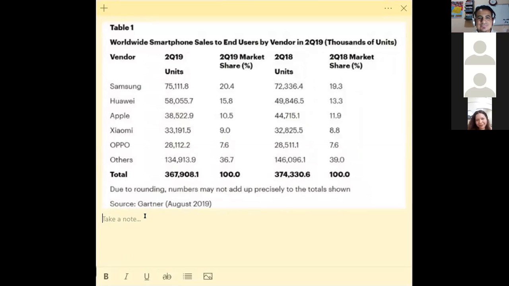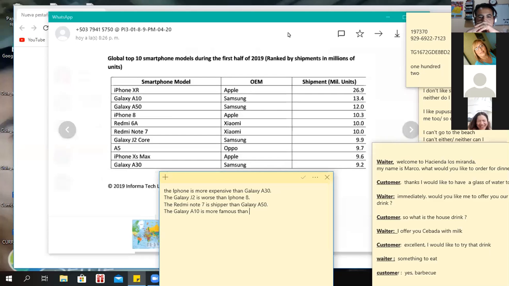So, come on, girls. Fine. Okay. The iPhone XR is the most popular. What more? It's the most smaller. Smaller, yes. No, there it would have to be: is the smallest. The smallest. Also, I use the most intelligent.